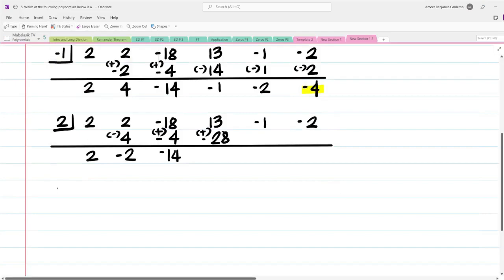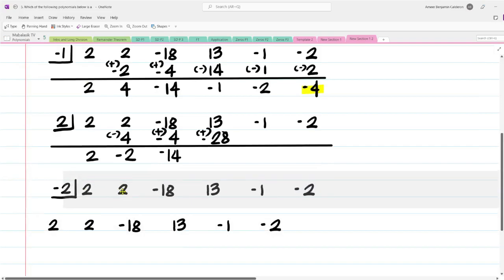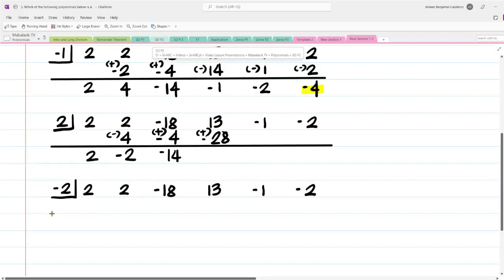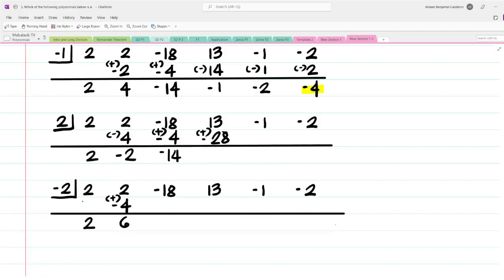So, we have -2. And then, these are our numerical coefficients. Hopefully, we get a 0 remainder. If we get a 0 remainder, meaning C yung sagot. So, this is 2. 2 times -2, that is -4. Change the sign. That is 6. Times -2, that is -12. Change the sign. This is a -6.